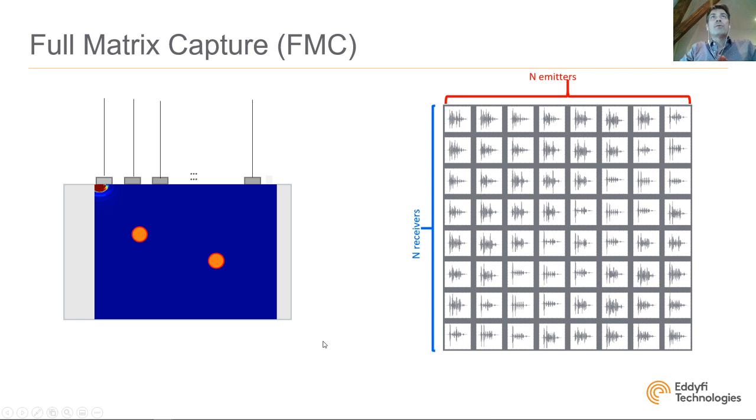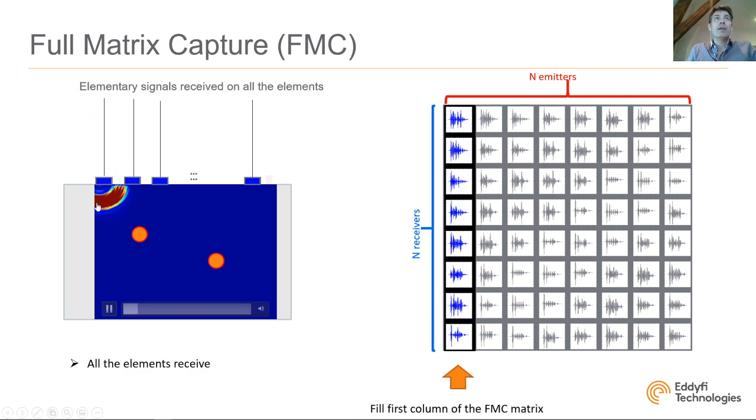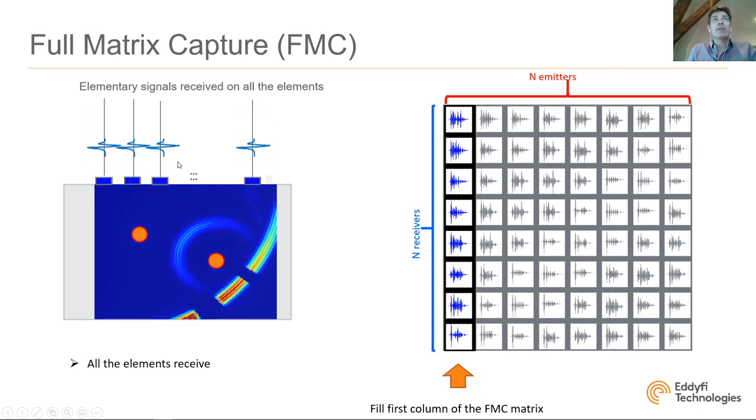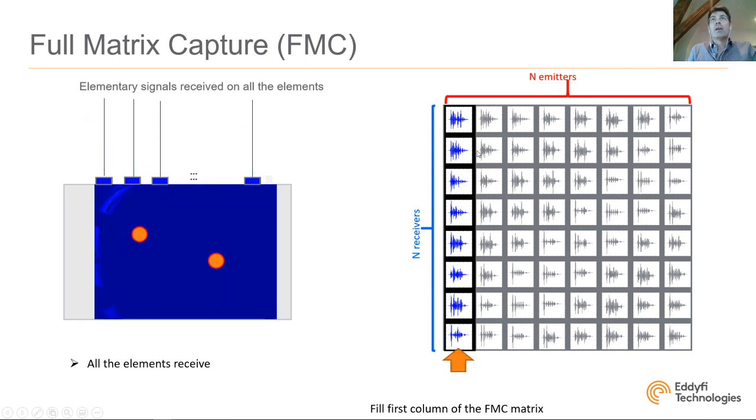So what we are going to do to do the full matrix capture, we are going to fire the elements one by one. So I'm sending a pulse to only the first element. The energy is propagating inside the part, being reflected or diffracted by the indication, and we detect the acoustic energy on all the elements at the same time. And you can see here a matrix with the emitters and the receivers. So we fire the first emitter here, and we receive signals on all the receivers.